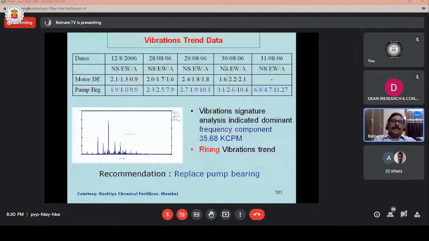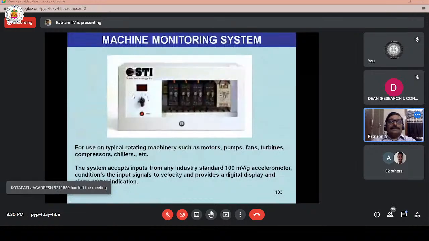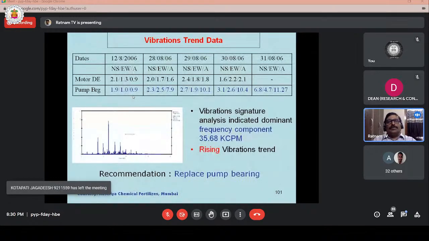You can see the pump bearing vibration levels are increasing: 1.9 to 2.3, 2.5, 0.9 to 7.9, and 7.9 to 10, 10.4, 11.27, like that. While trending this vibration data, it is increasing. Vibration signature analysis indicated a dominant frequency component at 35.65 kilocycles per minute, with rising vibration trends.